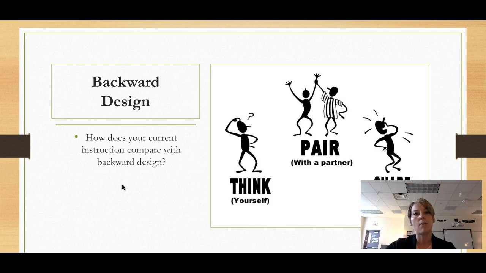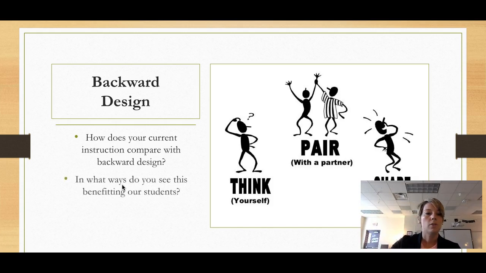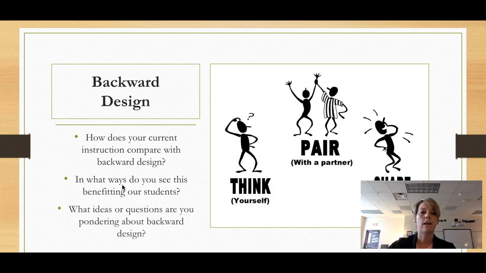Earlier I asked you to think about what you already do within that Unit 2 or what you've done in the past. Maybe there are some things that we want to keep because they match a desired result, or maybe there are some things that you want to let go of because they do not match a desired result, or maybe they do not match an assessment that has been put in place, or maybe an assessment doesn't match the desired results. Think about what ways you see this benefiting our students. This could be long-term ways that it could benefit our students, or even short-term ways that it benefits our students. And finally, what ideas or questions are you still pondering about backward design?